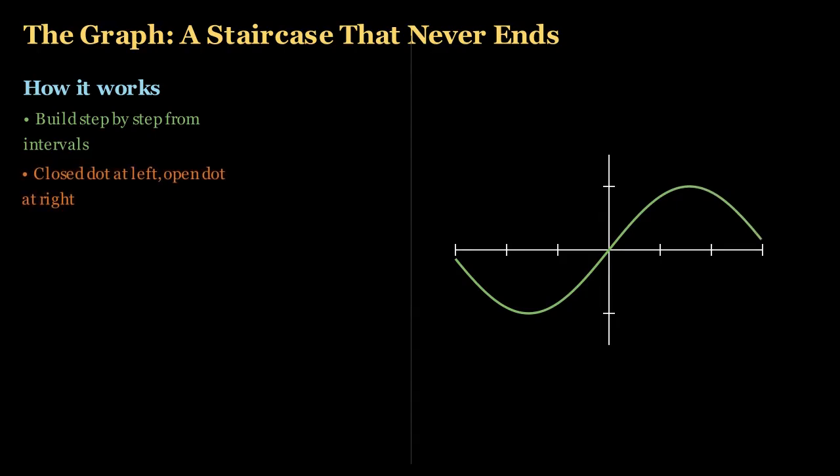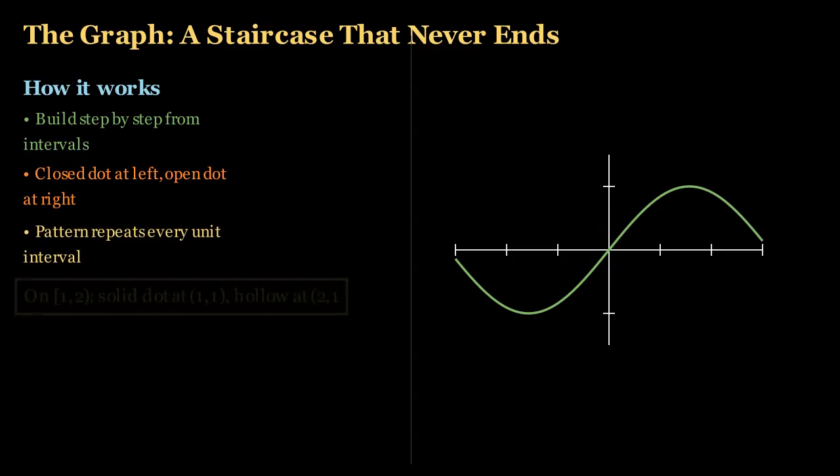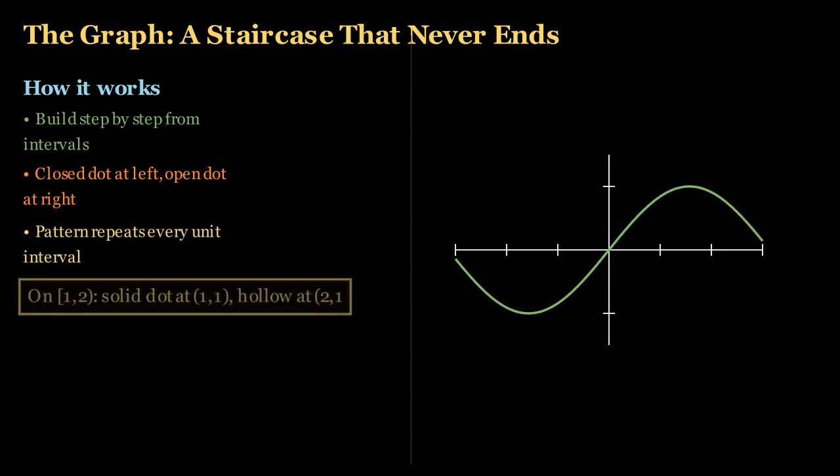to show it's included. But at x equals 1, the function jumps, the greatest integer less than or equal to 1 is 1, not 0. So we put a hollow circle at the right end of our step, at (1, 0), to show that point is not included.